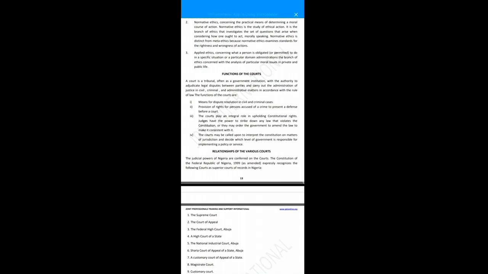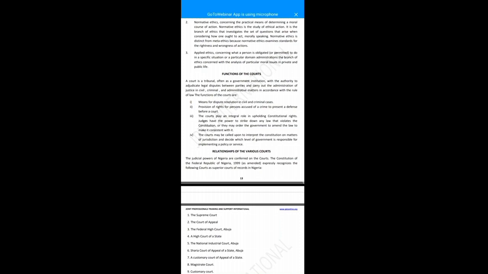Let's look at the relationship of the various courts. The judicial powers of Nigeria are conferred on the courts. That is, the Constitution of the Federal Republic of Nigeria since 1999, as amended, expressly recognizes the following courts as superior courts of record in Nigeria: the Supreme Court, the Court of Appeal, the Federal High Court, Abuja, a High Court of a state, the National Industrial Court, the Sharia Court of Appeal of the state, a Customary Court of Appeal, and the Magistrate Court.